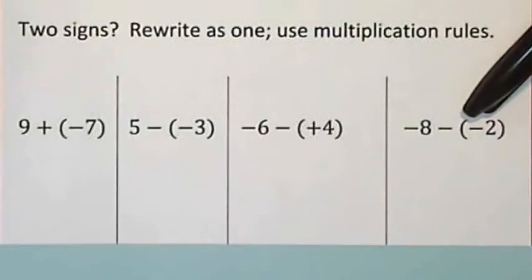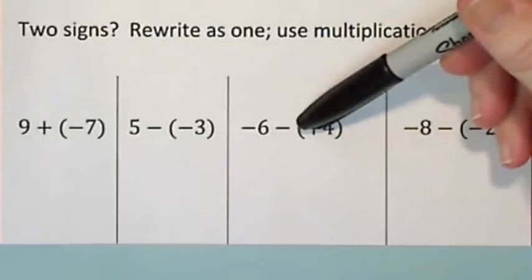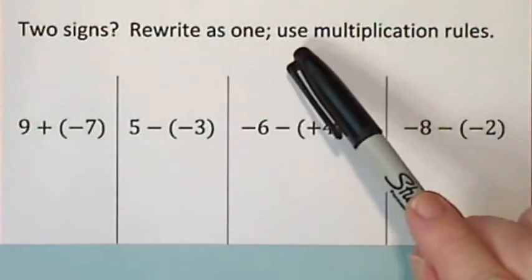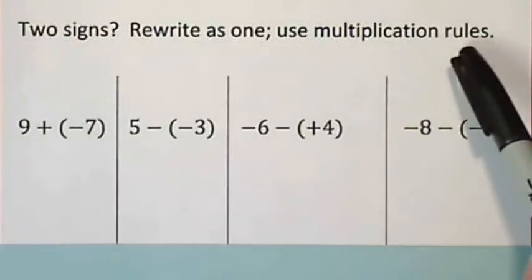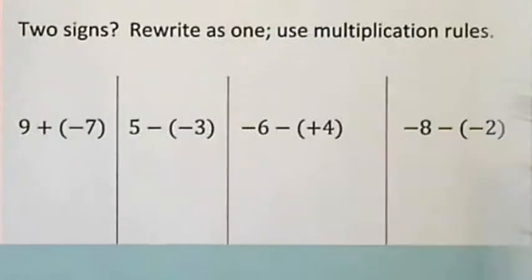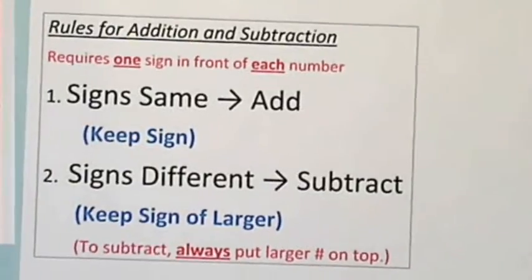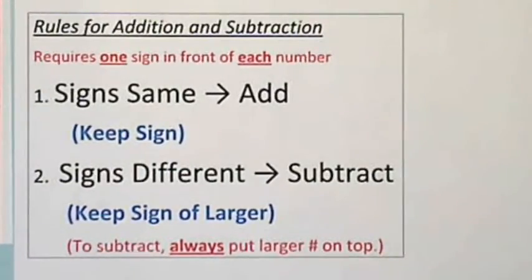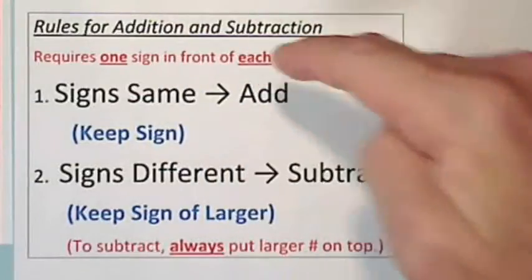Sometimes you'll have a situation where there's two signs in front of a number. Okay? And my suggestion is just rewrite it as one sign using multiplication rules. These are the multiplication rules. You'll want to have them written down and memorized. I'm going to take them away. And then you can just go back to using the rules for addition and subtraction. And my experience is students get very good at solving with one sign in front of each number.